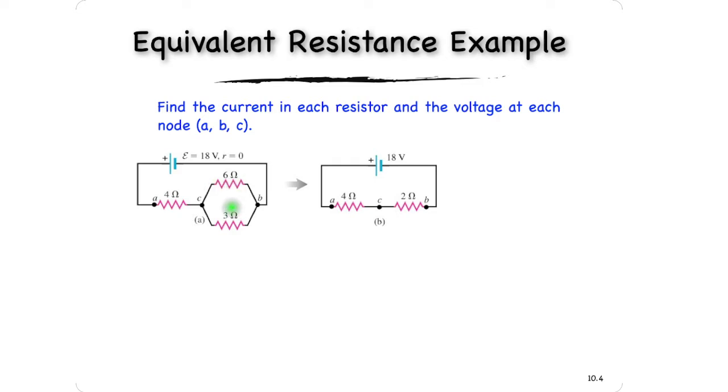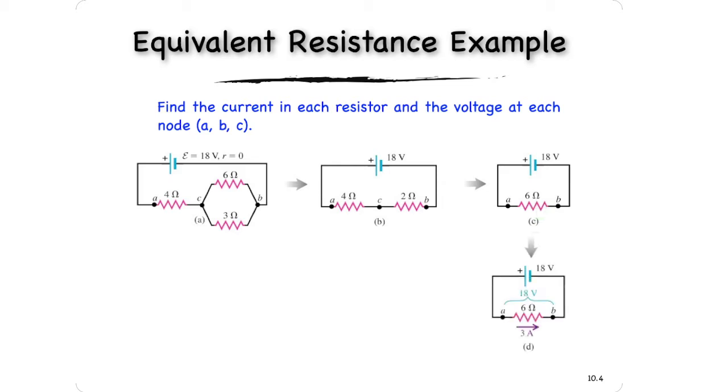We would add 1 over 6 ohms plus 1 over 3 ohms, which would give us 3 over 6. And when we take the reciprocal of that, that's our 2 ohms. So this is an equivalent circuit here. And now we have these 2 resistors in series. So we can add them up to get a 6 ohm total resistance. And our 18 volts across 6 ohms is going to result in 3 amps of current.